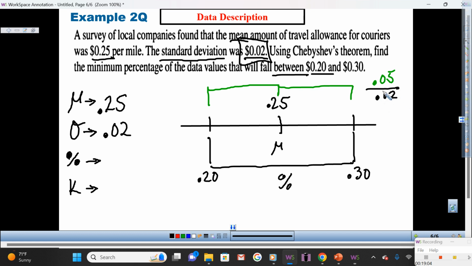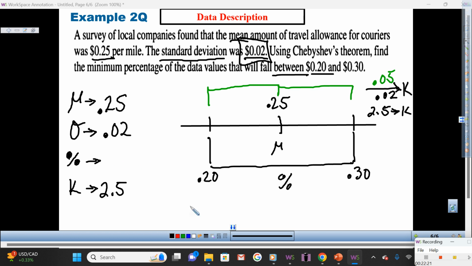So that's going to give us 0.02. This fraction is going to give us the number of standard deviations. So, calculators, calculate what's 0.05 divided by 0.02. 2.5 is our K. So let's write our K over here, 2.5. So far so good, yes?